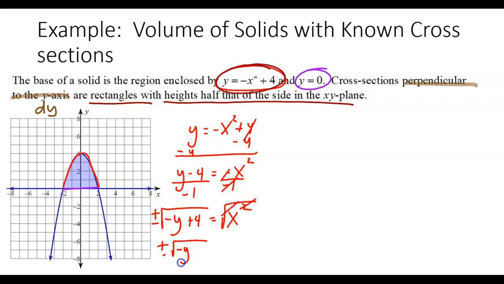So we have a positive and a negative. And that means something. The reason for that is because the positive value means the right side of my graph when you're doing things with respect to y. And the negative portion refers to the left side of my graph.